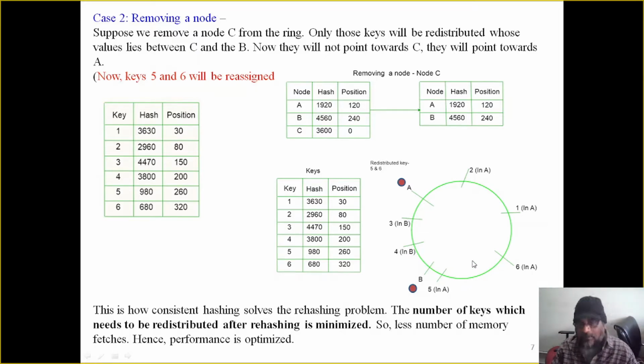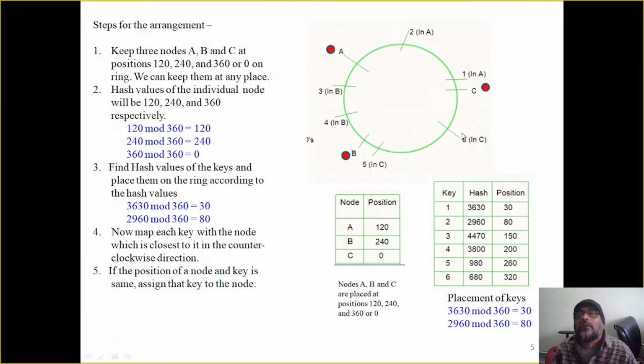Earlier, the C is removed, so this 1 and 2 were assigned to A. Now this is removed, so 5 and 6, these two keys will be assigned to A in place of C now.